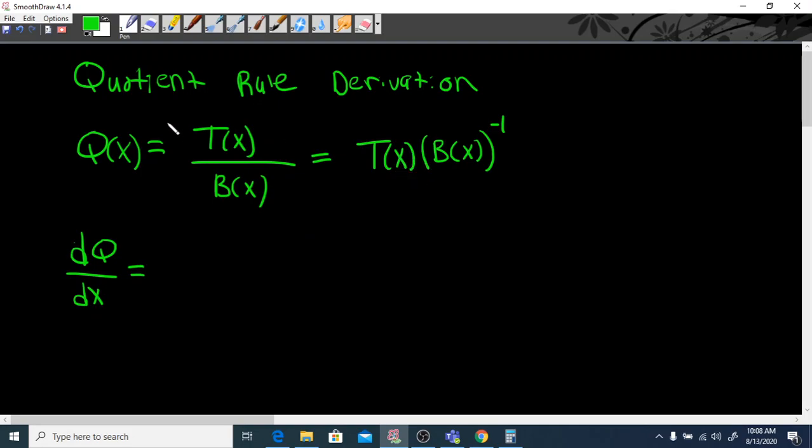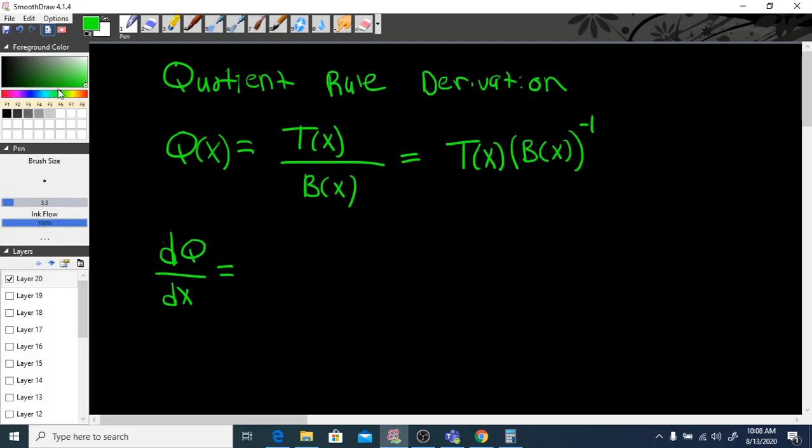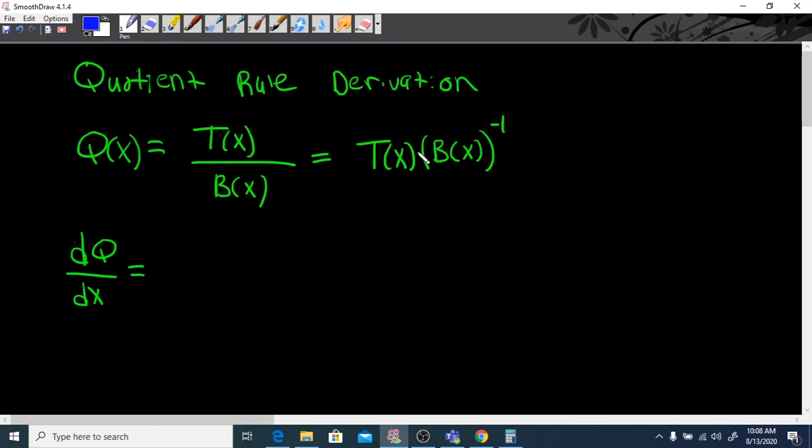The first thing that I notice, and the first thing that you should notice, is that we have a product here. We have the top multiplied by b to the -1. So we're going to have to use the product rule. And let me just write the product rule over here, and abbreviate it a little bit. So this is going to be f g prime plus g f prime.